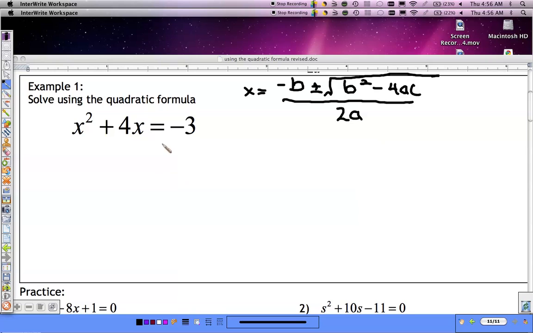Now, in the quadratic formula, the a, b, and c actually come from our standard quadratic form, which is ax squared plus bx plus c equals 0. That's our a, b, and c, where a is the coefficient of x squared, b is the coefficient of x, and c is a constant. So we should just have numbers for all of these things. So let's go ahead and take a look at this first example.